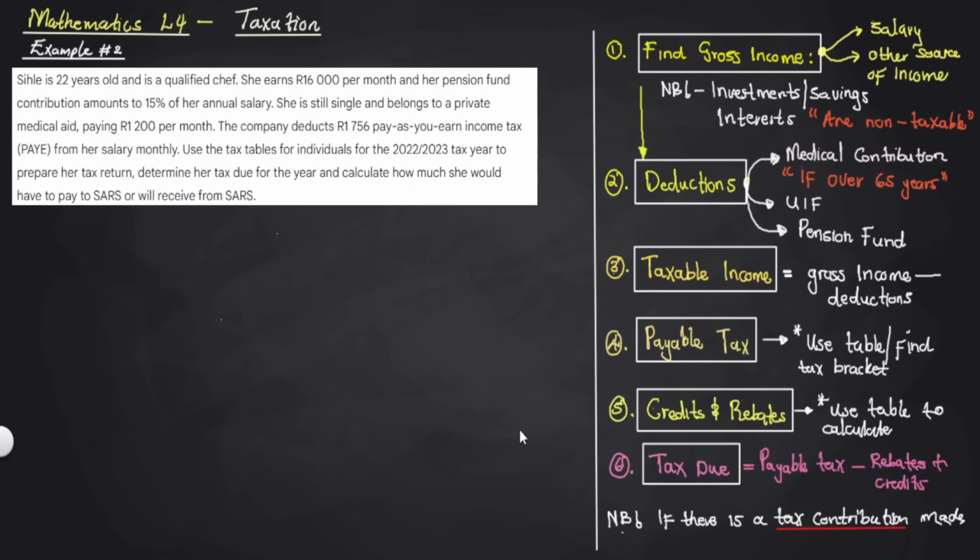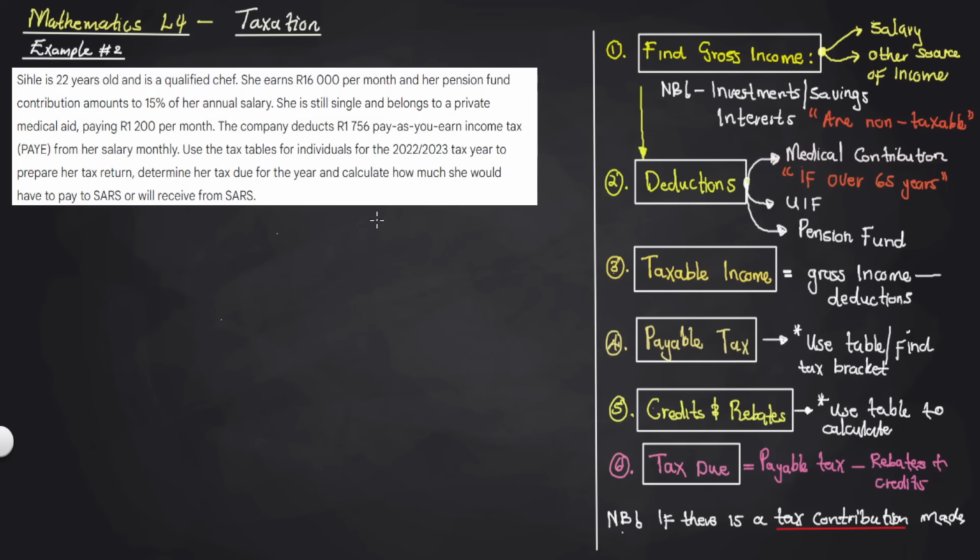Let's dive into example number 2. Now, I took this example number 2 because Sihle is younger than 65 years old. All right, so it's a different problem. Previously we worked with an individual that is over 65 years old. Now Sihle is 22 years old and is a qualified chef. She earns 16,000 rand per month.